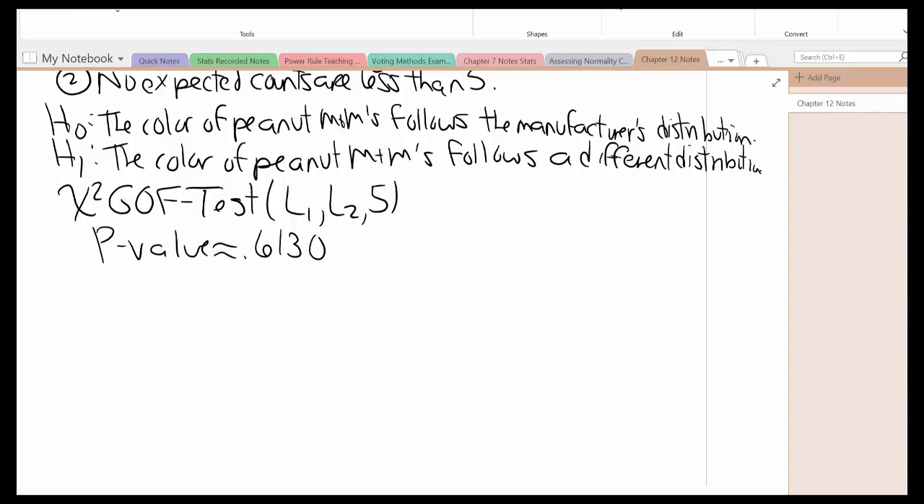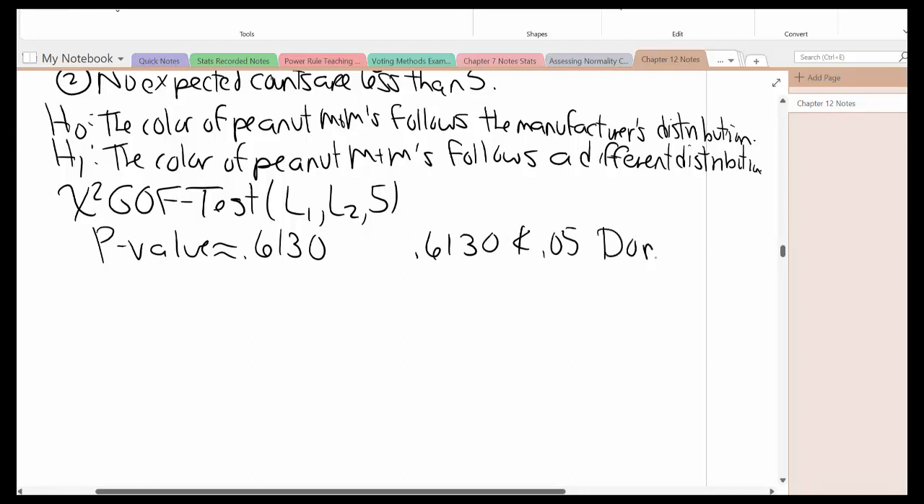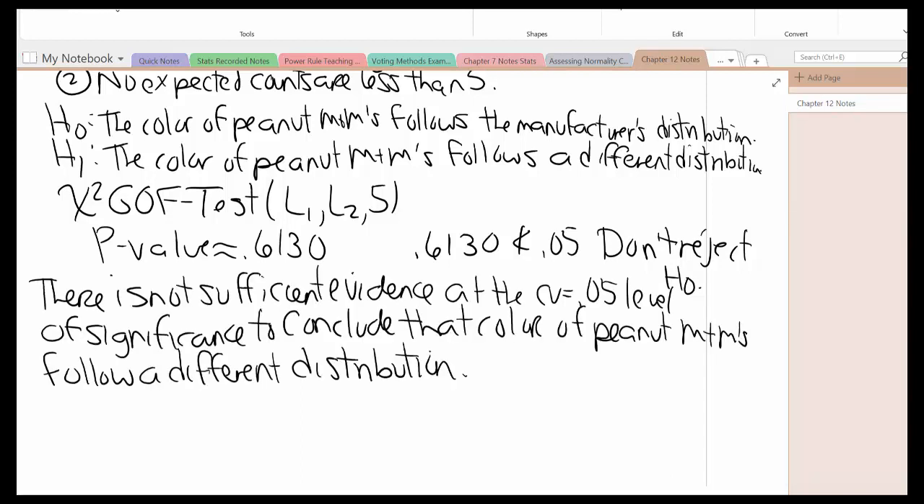So let's put this on the paper now. On the paper should be chi-squared GOF test, left parenthesis, L1, comma, L2, comma, remember, 6 different colors minus 1, that's going to be 5, and the p-value rounded to 4 decimal places. So clearly this is not less than 0.05, so we will not reject the null hypothesis. So let's write out the conclusion in the context of this problem now. So there is not sufficient evidence at the alpha equal to 0.05 level of significance to conclude that the colors of peanut M&Ms follow a different distribution.